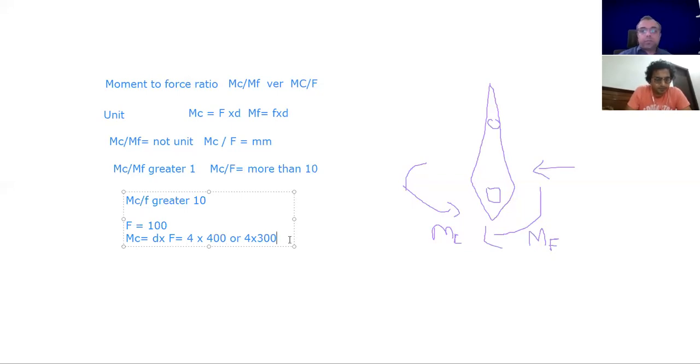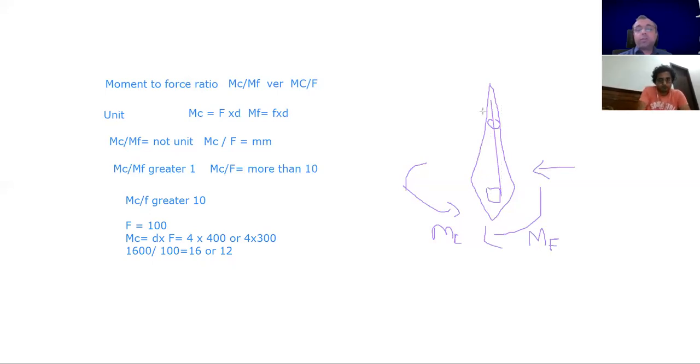So the result would be first 1600, divided by the force, that is 100. The result would be 16, or the result would be 12. So that's why they say it's greater than 10. It's almost the same thing. When we say it's greater than 10, it's 12 or 16, it means that this distance has actually increased. We move closer to the roots, or we are applying force at the level of the roots.